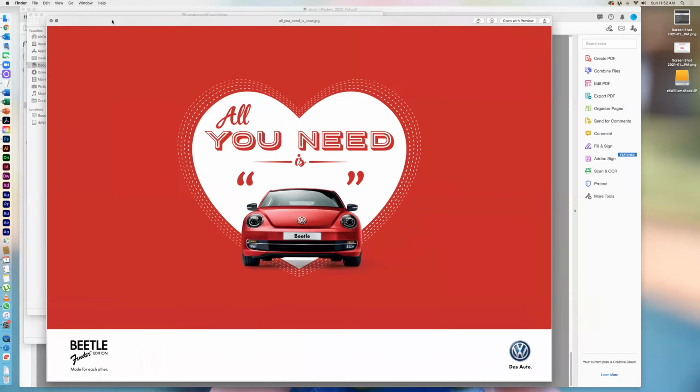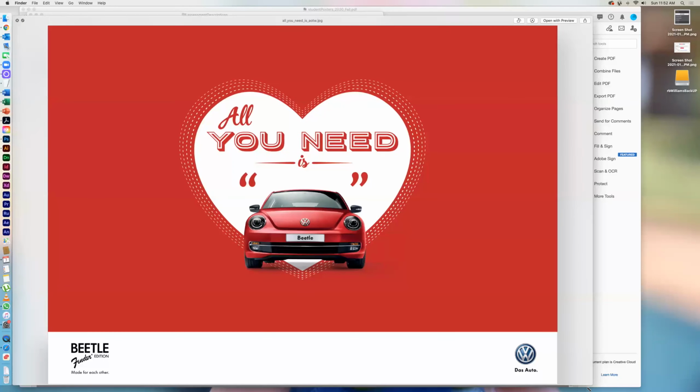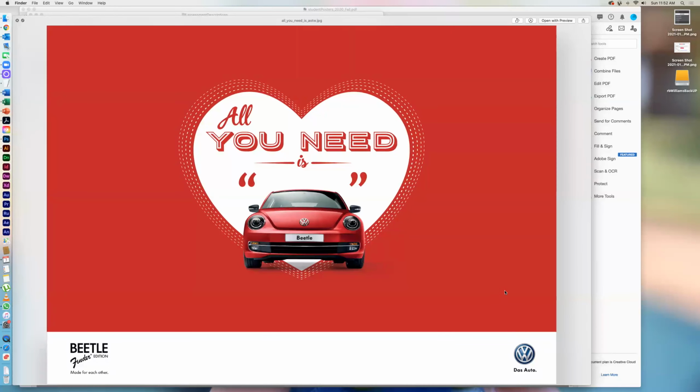Okay, so this is a campaign that was out of the UAE, and this was a special version of the Volkswagen Beetle, okay? And it's combined with Fender. Fender makes guitars. So this is built on the notion of a verbal phrase, but the visual completes it and the reader completes it. So all you need is what?